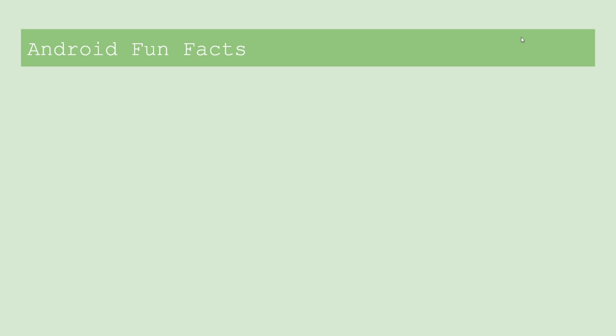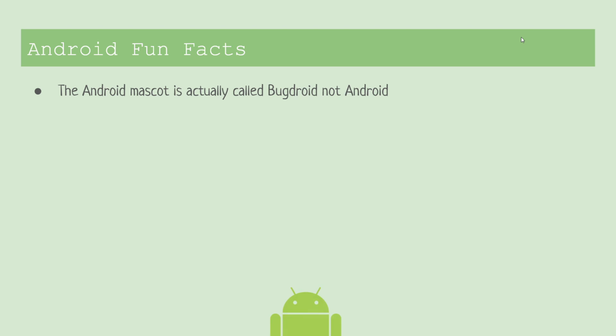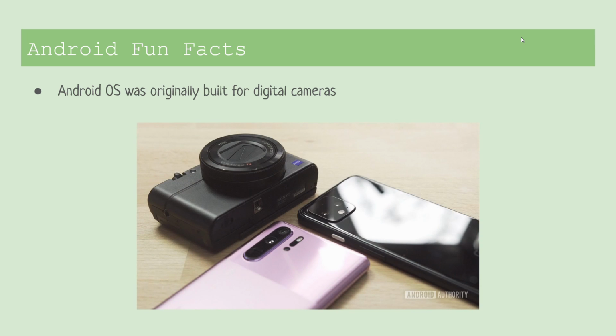Another fun fact. The Android mascot is actually informally known as Bugdroid, not Android. This is what the Android development team called it, but it was never officially announced. The Android OS was originally built for digital cameras, not mobile phones.